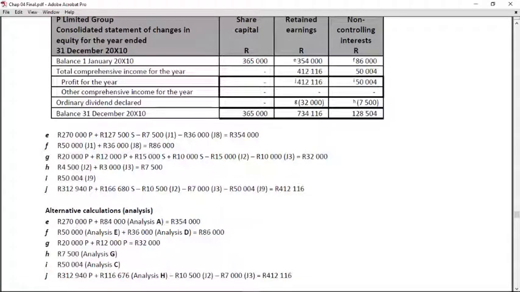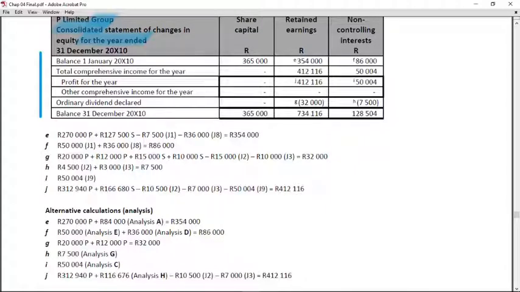We will now spend some time on the consolidated statement of changes in equity. When you present this statement, you need a proper heading again: P Limited Group, Consolidated Statement of Changes in Equity, for the year ended 31 December 20x10. When you do a statement of changes in equity, you present that as a reconciliation of opening and closing balances of all your equity items.